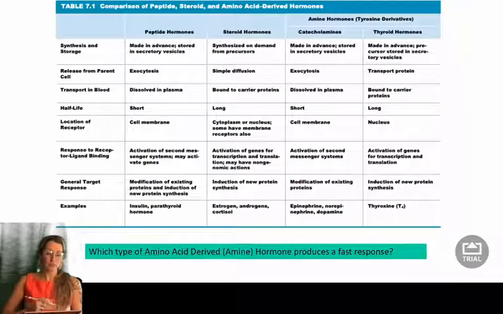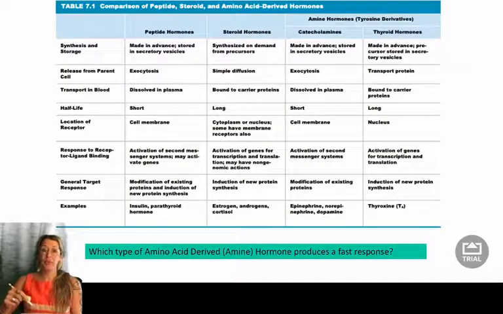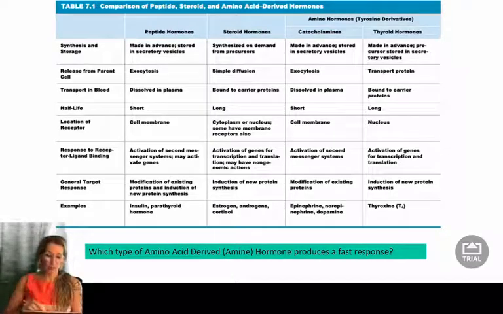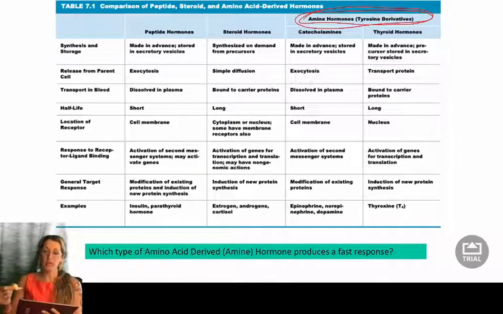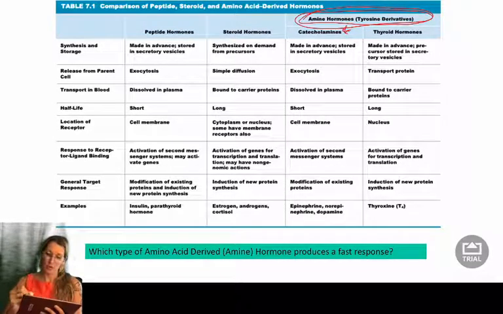Okay. All right, so here's a table. I went ahead and put this here so that you could have all of this information in table form. So what I'd like you to think about now is which amino acid derived hormone, that's an amine, another word for an amino acid derived hormone is an amine. Which of these catecholamines or thyroid hormones is going to produce a fast response?